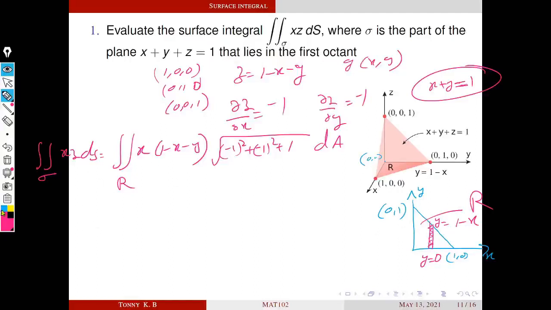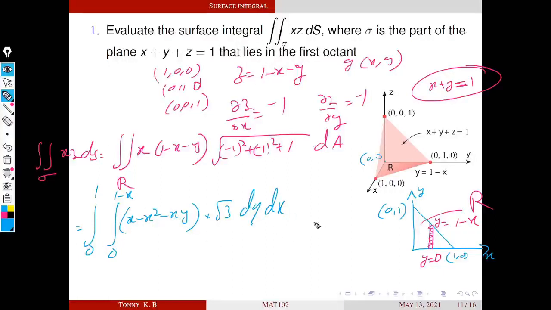So we can set this integral up like this. So double integral, the range of y is 0 to 1 minus x, and the range of x is 0 to 1. And this term becomes 1 minus x minus x square minus xy into root 3. And what is the order of integration? Yes. First of all, we have to integrate with respect to y because this is the limit of y. So this is dy dx. Now everything is ready. We can simply evaluate this double integral as our usual integration.